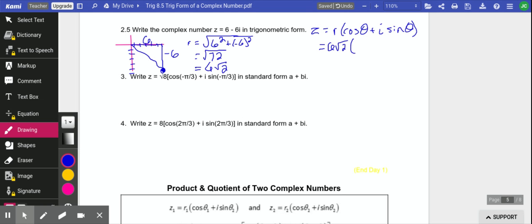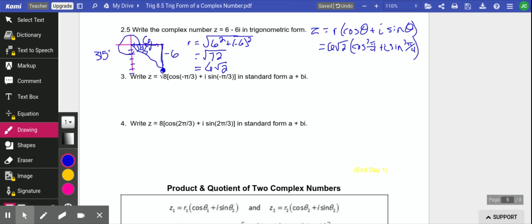And then we need theta. We can set up the tangent if you'd like, but you can probably tell, since these are both 6, that this is a 45-degree angle. But remember, that's in the wrong direction. We need this angle, which is going to be 315 degrees. Now, we usually write these in radians, so pi over 4, and so this would be 7 pi over 4. So our answer is going to be 6 root 2 times cosine 7 pi over 4, plus i sine 7 pi over 4. Okay, and that's it. That is the trig form of this.